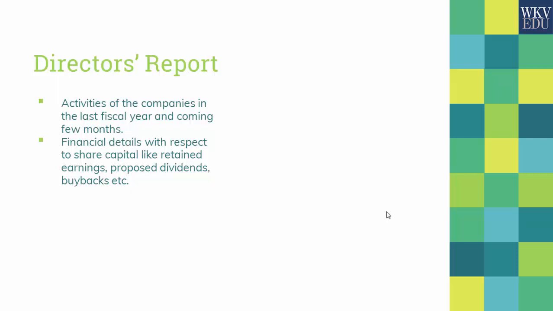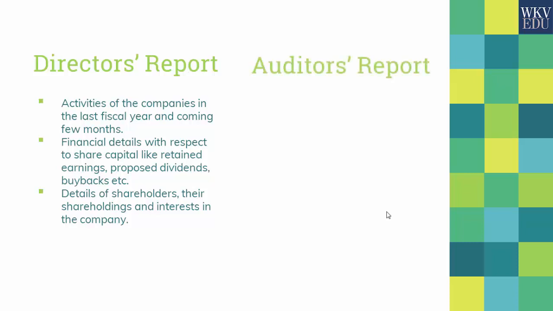Financial details with respect to share capital, like the retained earnings, proposed dividends, buybacks, etc., are a key element in the director's report. Remember, the directors are the people appointed by the shareholders who are responsible for running the company and taking key decisions of the company. So it is basically the director's report, that is what they feel that the company has been doing and how they have been trying to achieve the targets that are set for the whole group of stakeholders that are interested in the company's well-being. Details of shareholders, their shareholdings and interest in the company are also mentioned in the director's report.